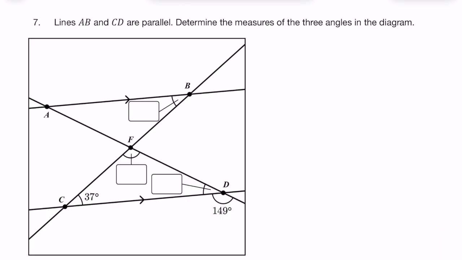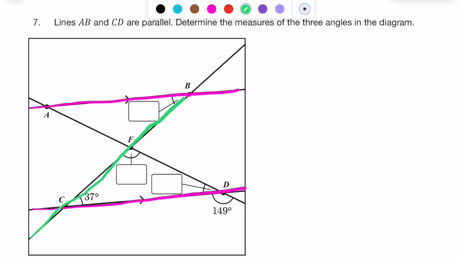Alright, question 7. Lines AB and CD are parallel. Determine the measures of the three angles in the diagram. Alright, I like these questions. They're like puzzles, but can be a little challenging. So these two lines are parallel, and we're given some of these degrees, and we need to figure out the measures of the others. Remember when we have parallel lines cut by a transversal, here's a transversal to my pink lines, we have lots of rules.